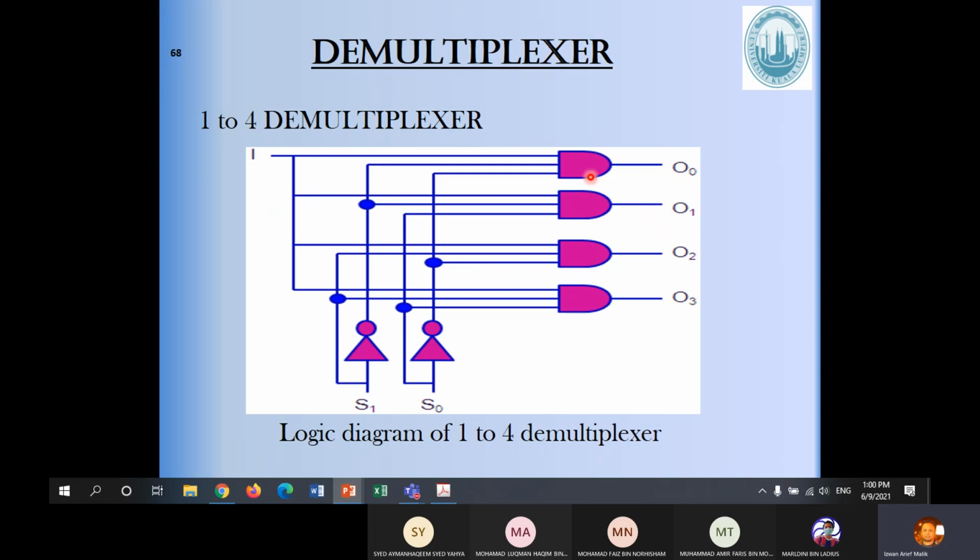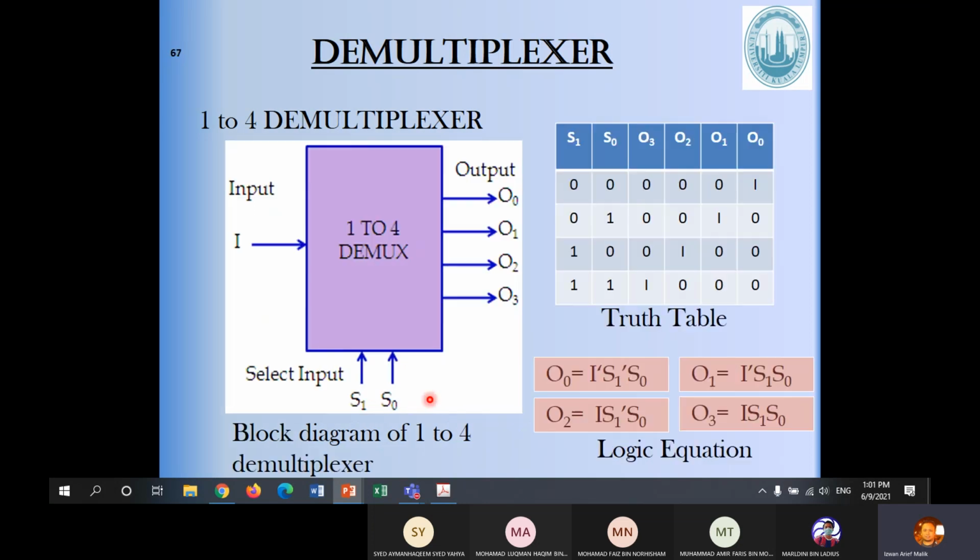So you have 3 input AND gates. Each of them are connected to the input I. This one also masuk I. Yang ni pun I. Yang ni pun I. So I semua masuk ke sini. And then selector kita ada 2 NOT gate. Okay, so the first one will come from S1 bar, S0 bar. Betul tak? S1 bar, S0 bar, I untuk output 0.